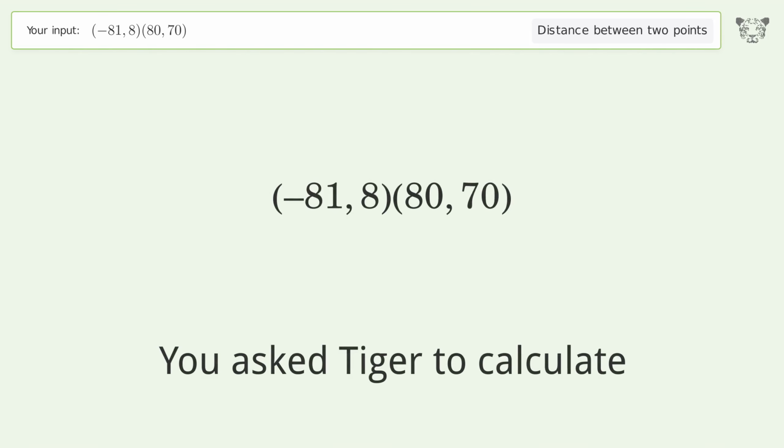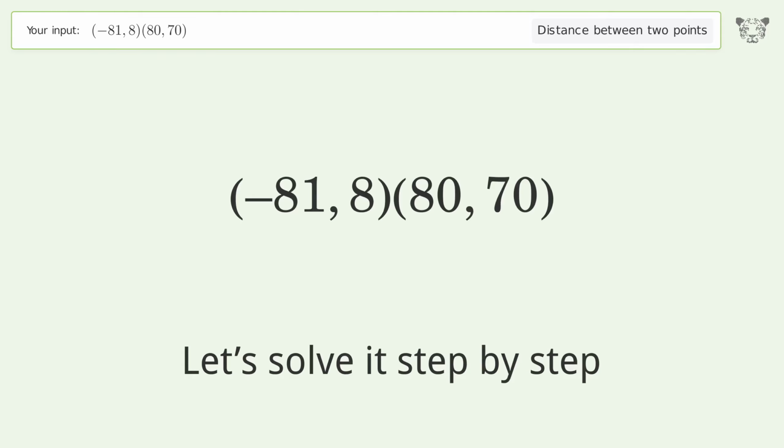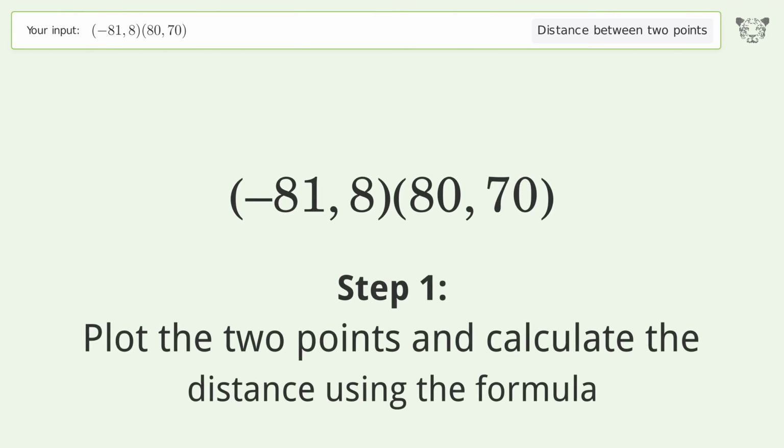You ask Tiger to calculate. This deals with the distance between 2 points. The distance between the 2 points is the square root of 29,765, or 172.525. Let's solve it step by step. Plot the 2 points and calculate the distance using the formula.